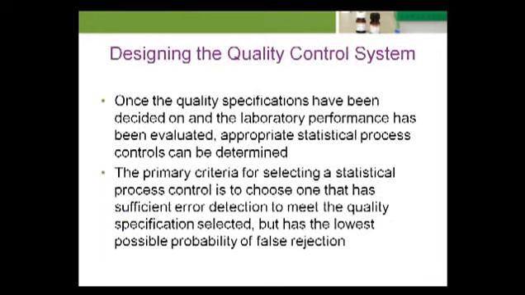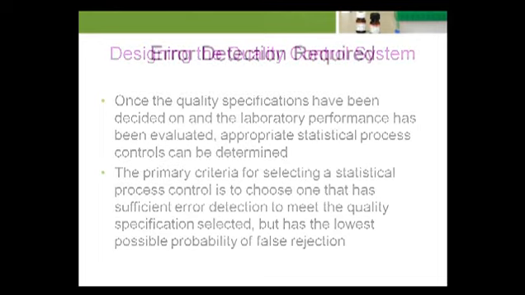In most QC rules, there's a trade-off between error detection power and false rejection rate. The error detection power is the probability of a QC rule detecting an error. The false rejection rate is the probability that the rule will indicate a problem when none exists. The essence of good quality control design is to select QC rules that have sufficient error detection power to detect critical errors, but the lowest possible false rejection rate.